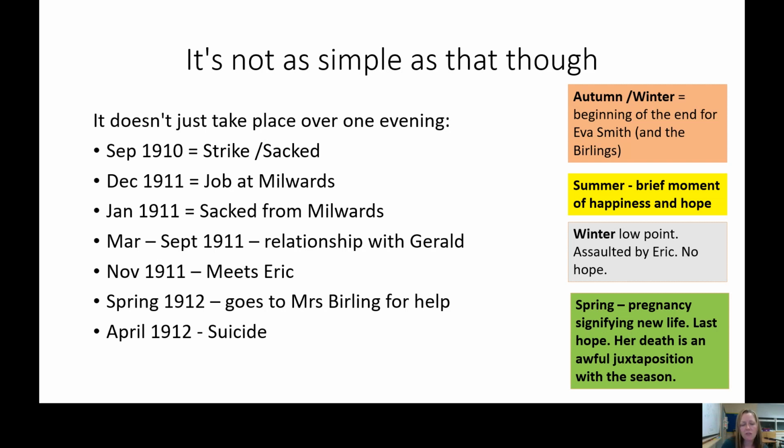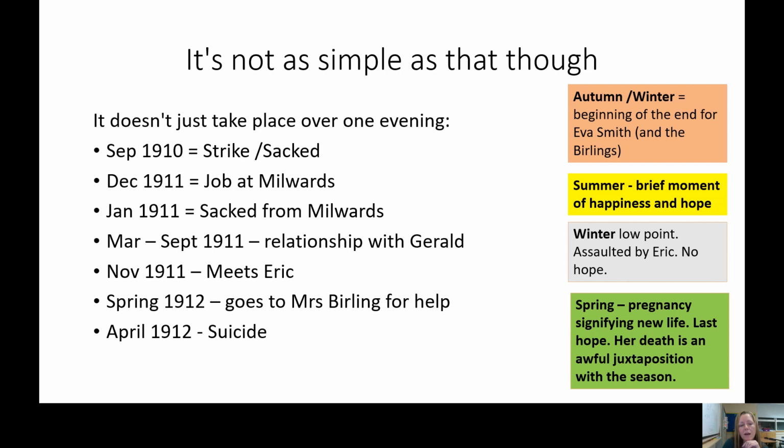But also if we start to create a timeline of events, and we look at the dates that are mentioned by the other characters, and we look at how the inspector teases out the timeline of Eva Smith's life, it takes place over much more than just one evening, doesn't it? And the whole thing goes from September of 1910 up to Eva Smith's suicide in 1912. And I've mapped it out for you here, and you probably should copy this down so that you've got it for your notes. And you can see where she gets and loses jobs, where she begins relationships with characters, and where she goes to Mrs. Berlin for help before her eventual suicide.